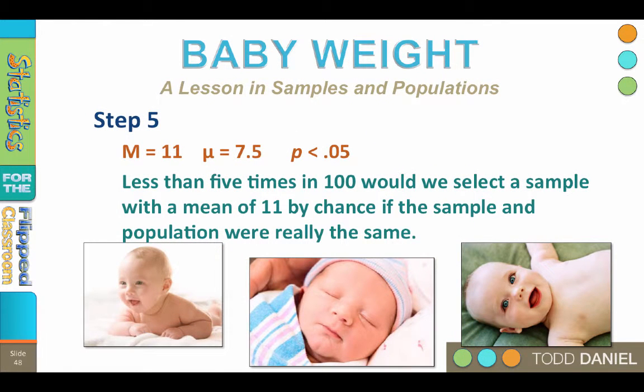To summarize, our Siberian sample mean was 11. The world population mean was 7.5. And the probability of randomly selecting a sample with a mean of 11 by chance is less than 0.05. Less than 5 times out of 100 would we select a sample with a mean of 11 only by chance, if the sample and population were really the same.